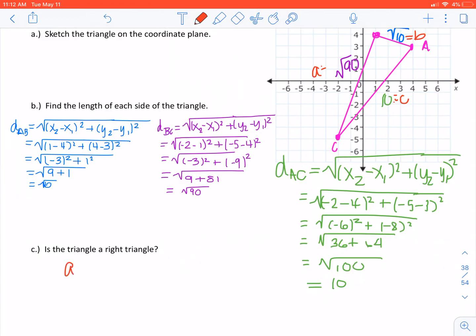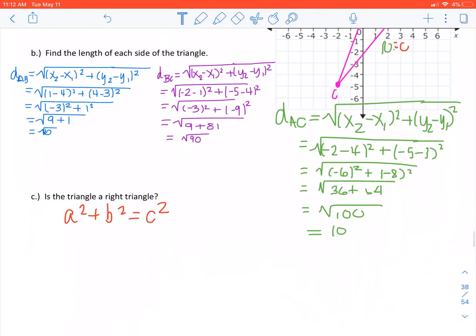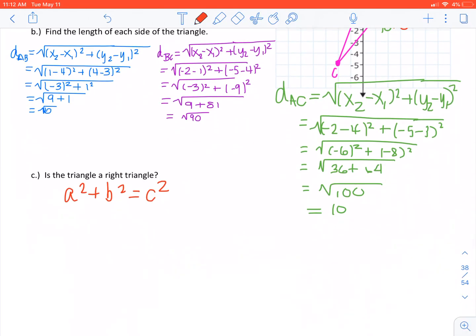All right, so what we're going to do is take A squared plus B squared equals C squared, and substitute those numbers in to see if it actually works. So I called A the square root of 90. I called B the square root of 10, and C squared was 10. Now remember, when you square a square root, that cancels out and you're left with just the number 90. Same thing with this, you're left with just 10.